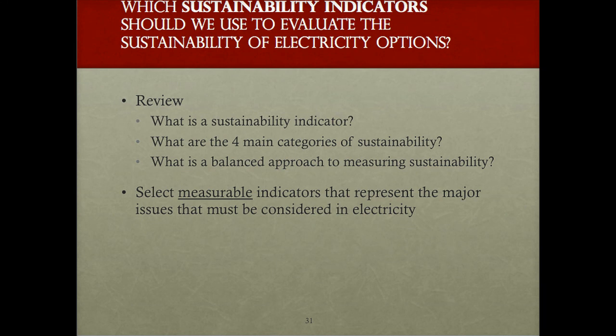You will need to review concepts from Unit 1, such as what is a sustainability indicator, what are the 4 main categories of sustainability, and what is the balanced approach to measuring sustainability. And make sure you select measurable indicators that represent the major issues in electricity. I hope you enjoy learning about this exciting and dynamic topic of electricity this week.